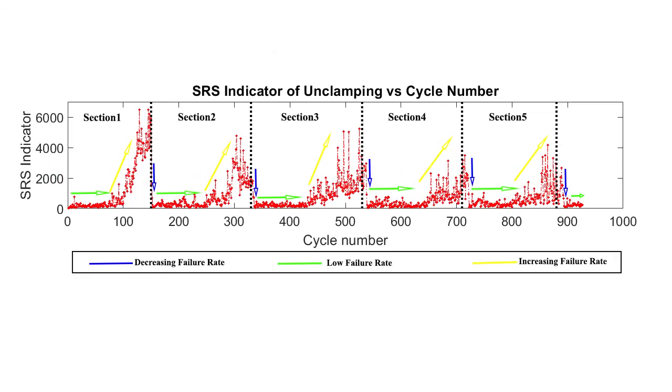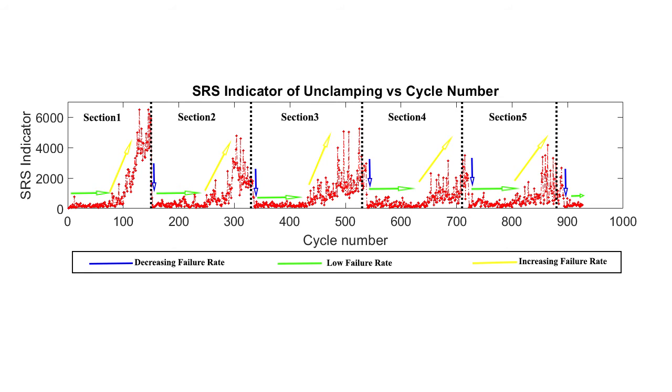A further analysis of the data collected using the SRS indicator highlighted a bathtub-like distribution. After lubricant is injected into the toggle, the SRS indicator decreases, as shown by the blue arrows. The SRS indicator later remains stable for a period of time, as represented by the green arrows. This stable period is the normal operational life of the lubricant. The stable operation is then followed by an increase in failure rate, as represented by the yellow arrows.